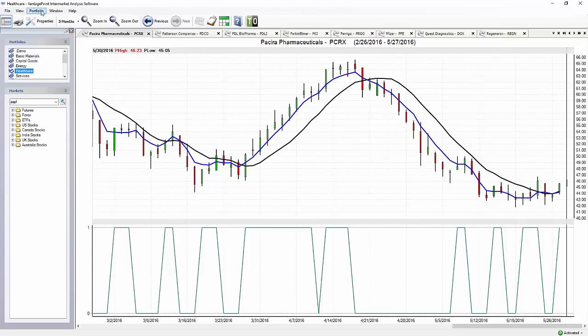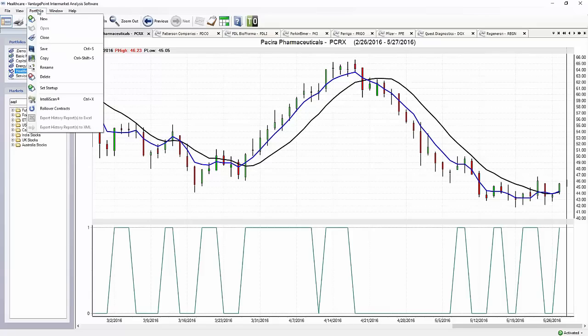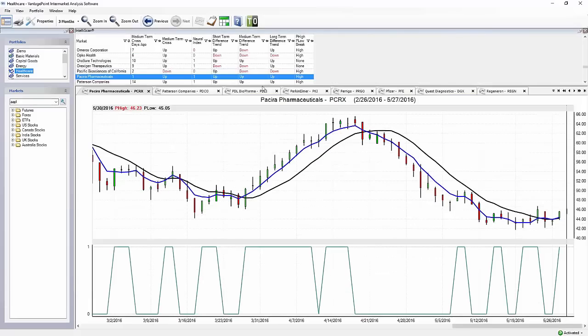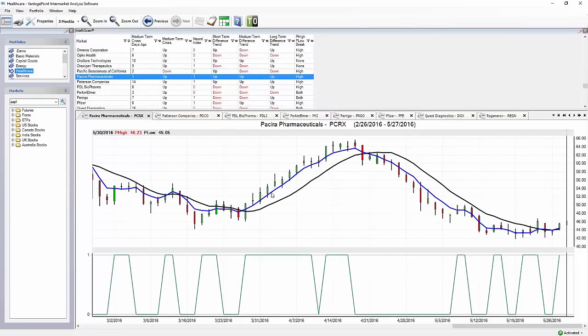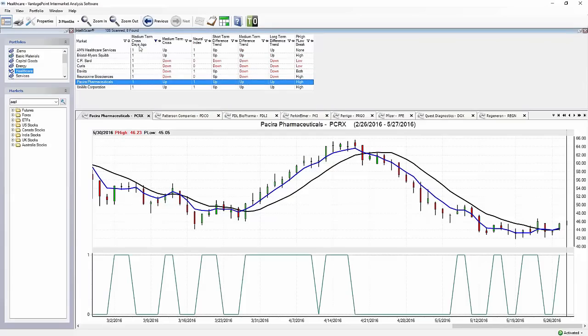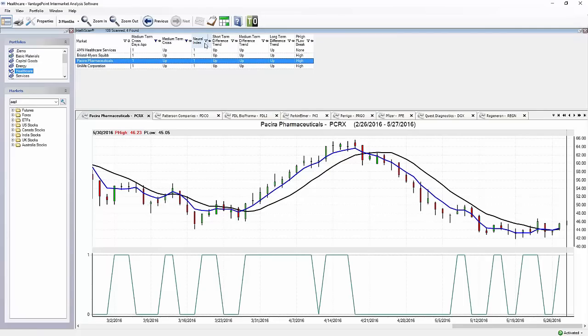So what we've included here in the software is an IntelliScan feature. All you really need to do is go here, click on Portfolio, click on IntelliScan, and we can sort for all of these conditions very, very quickly. If we want to look for medium-term crossovers, we can quickly set that to a 1, so we only want to see fresh crossovers from the software, right? We also want the crossover to be to the upside, because we're looking for long opportunities. We want our neural index to be matching that as well. And you see that opportunity right here: crossover to the upside, neural index up at a 1.